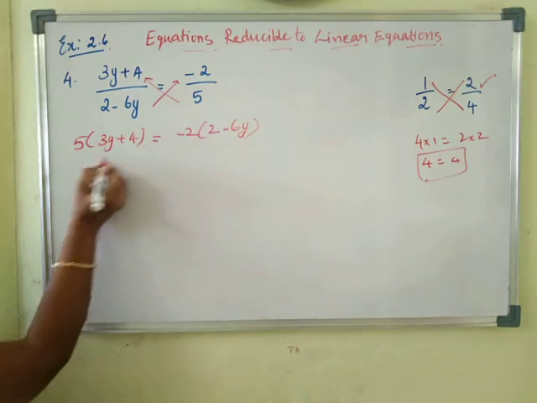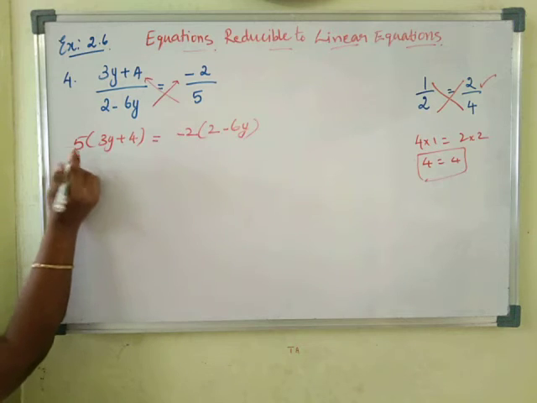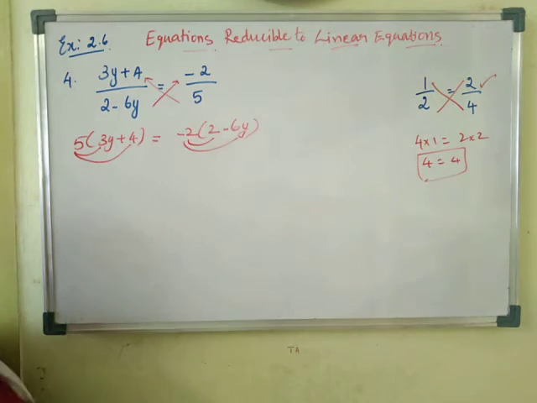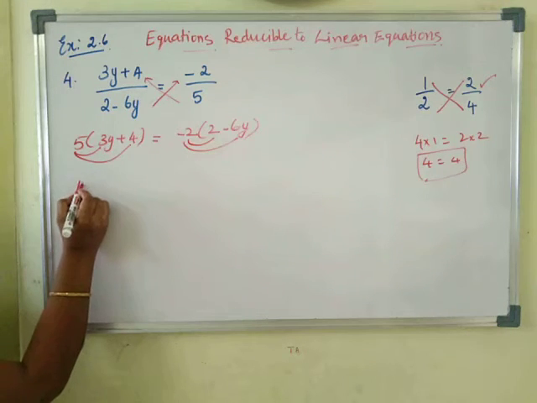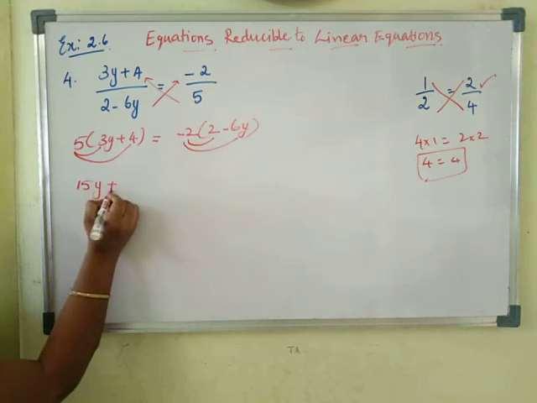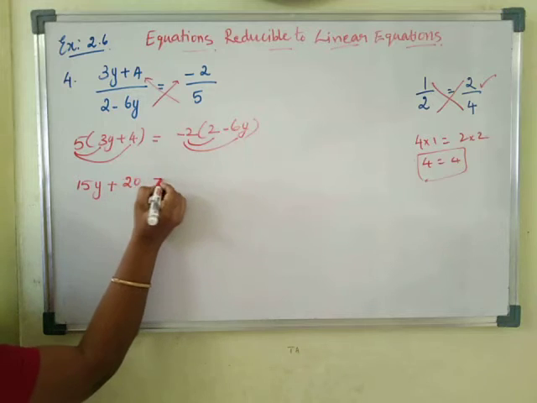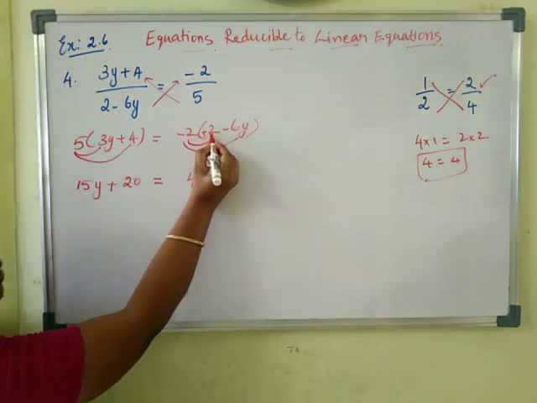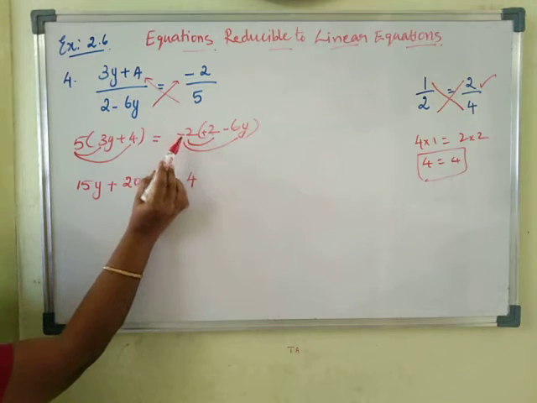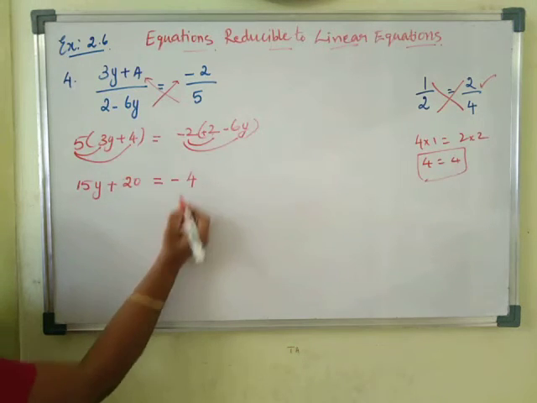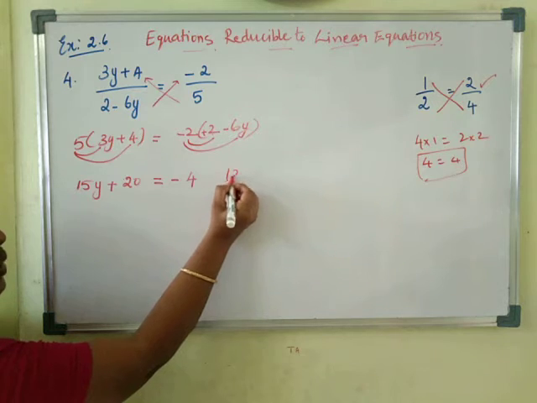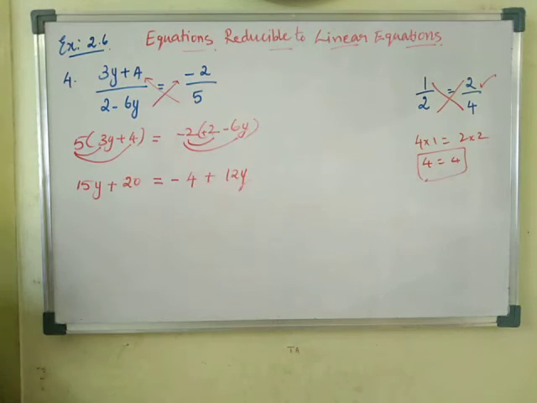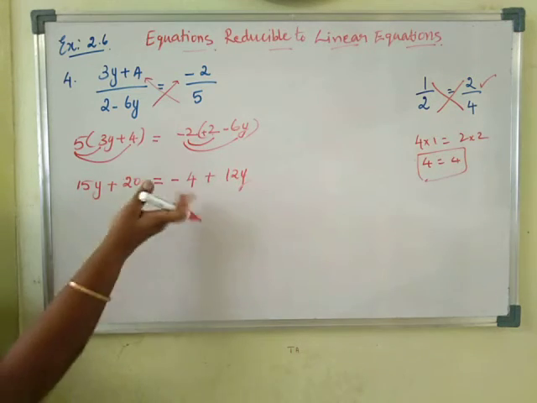Now we already know how to remove the brackets. What is the way to remove the bracket? This and this should be multiplied, and this should be multiplied the same way. Right children? So 5 into 3 is 15, 15y plus 5 4s are 20, equals... But here in front of this 2 plus is there, in front of this 2 minus is there. So minus into plus is minus. 2 6s are 12, then y is there. Minus into minus is plus. Now this became the normal equation.